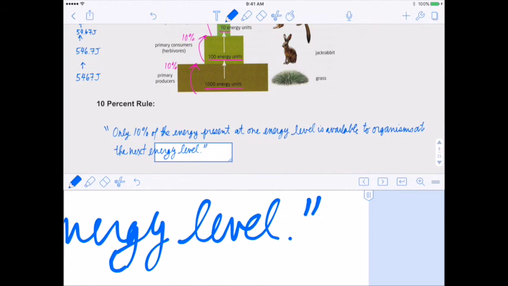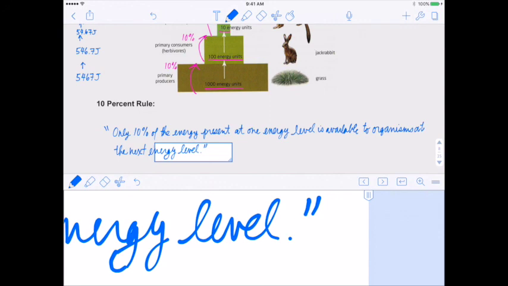Why does this happen? Well, if we have all this energy in plants, why don't the rabbits take it all? Well, not all of the energy stored inside plants is usable. For example, some of it is stored in tissues that producers or primary consumers can't eat or can't digest. So, for example, the bark of a tree is not edible, so we can't get any energy from it.